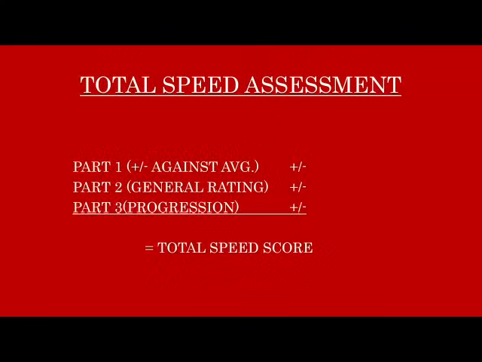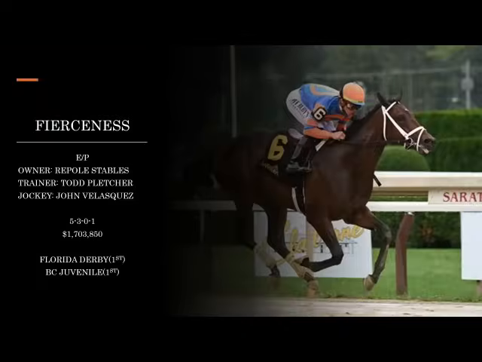So that's our total speed assessment. We're going to add part one, part two, and part three. So the first is the plus or minus against the average for the field. Then we'll take our general rating and then our progression plus or minus, and that will give us a total speed score for each contender. So we'll go through them individually, and we'll start with Fierceness, and I'm sure this is the one most everybody's interested in taking a look at.